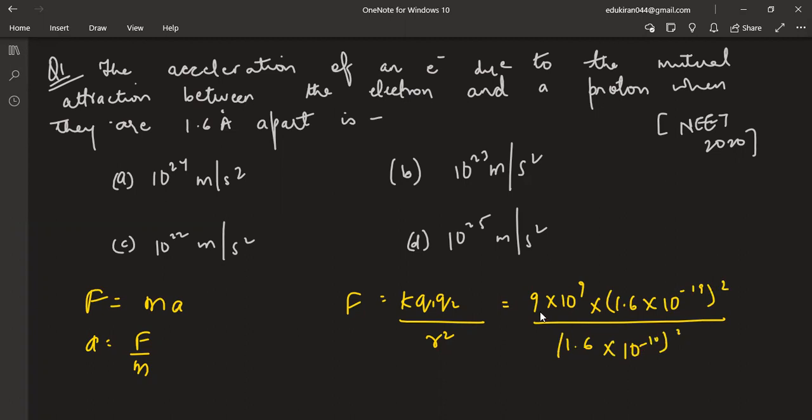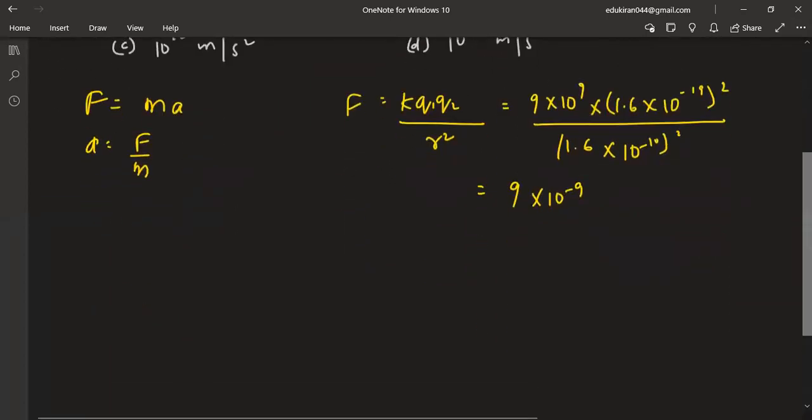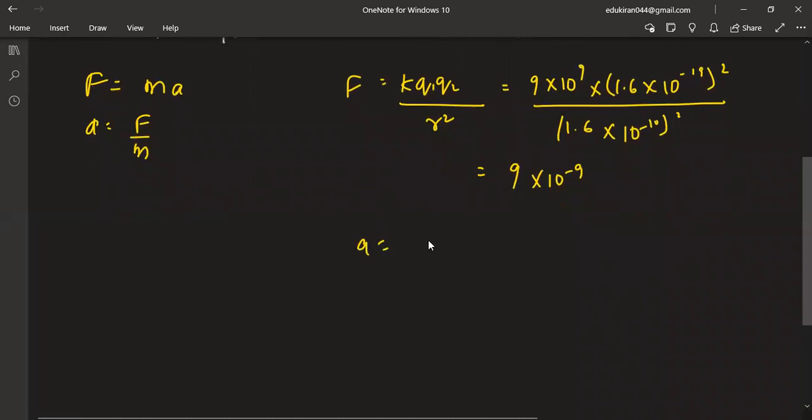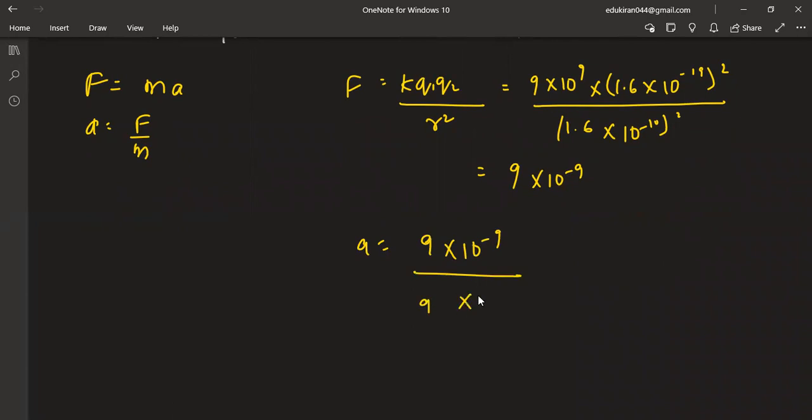Fine. So F is equal to k q1 q2 divided by r square. 9 into 10 to the power 9, this whole square. So once you will solve this, it will be 9 into 10 to the power minus 9. So now put it. So acceleration will become 9 into 10 to the power minus 9 divided by 9.1, I'm just taking it as 9 into 10 to the power minus 30. That is 10 to the power 22 meter per second square. Those who haven't written, note it down.